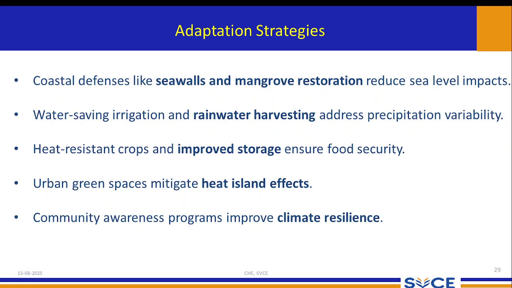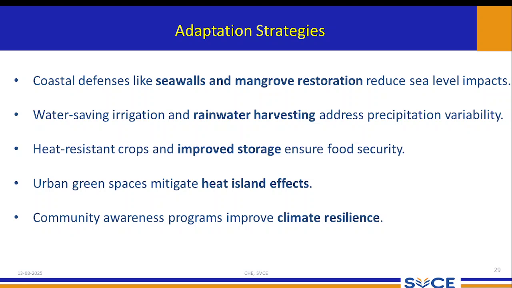counteracting effect. Adaptation strategies: coastal defenses like sea walls and mangrove restoration reduce sea level impact. Okay, mangrove restoration, mangrove forest, you might have seen actually that it has been proved that the tidal waves and the waves which are coming can be softened. That means it can be reduced.